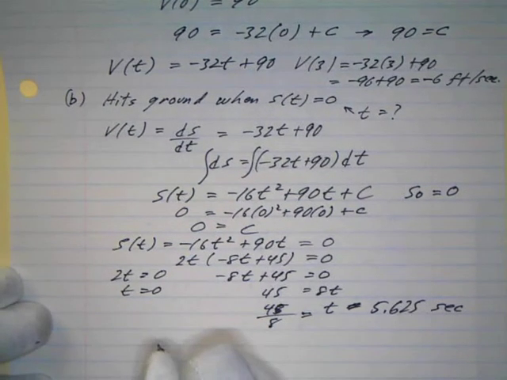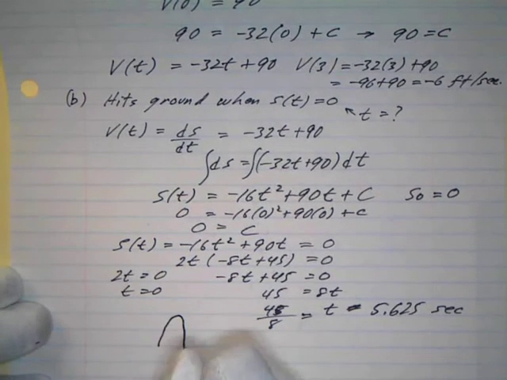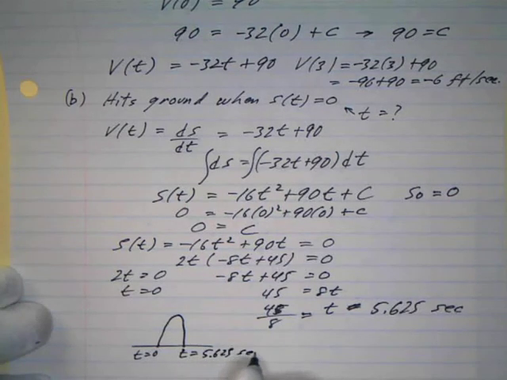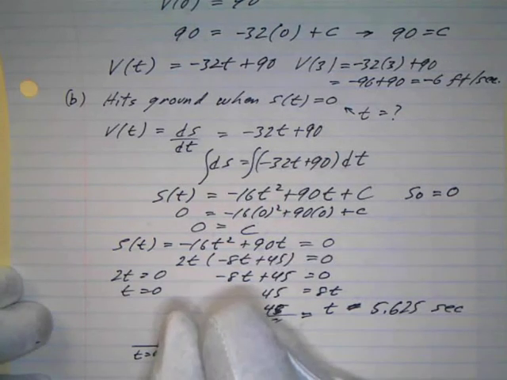So again, we start on the ground, we go up, we come back down. This is my initial time, so this is when t equals 0, and this here is when t equals 5.625 seconds. Okay.